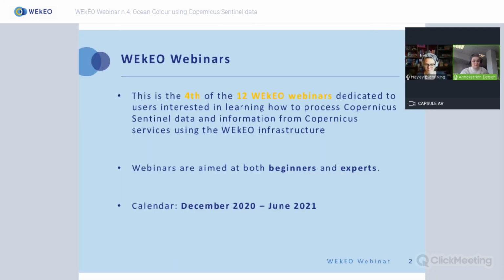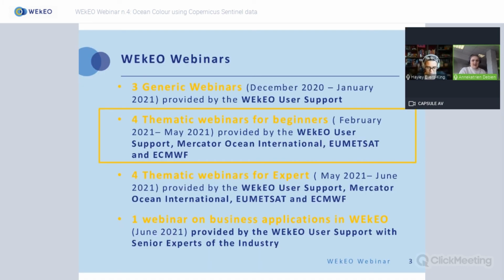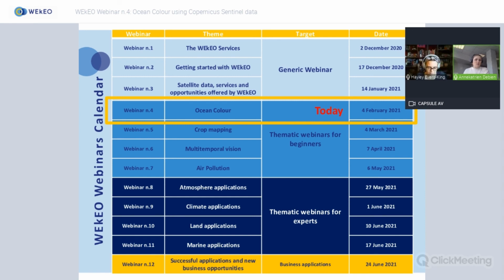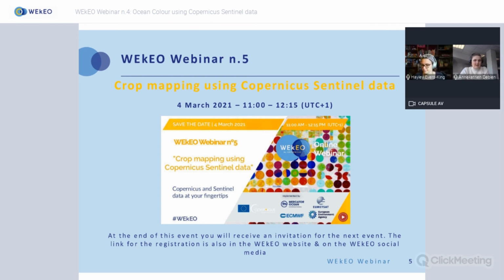Today we've had the 4th of 12 webinars, which will be running until the end of June of this year. The section that we're in right now is thematic webinars for beginners. This was the first thematic webinar on ocean color. We will be having some more beginner webinars on crop mapping, multitemporal vision, and air pollution. If that interests you, you will be getting an invitation for the next webinar on crop mapping using Copernicus Sentinel data in your inbox soon enough.